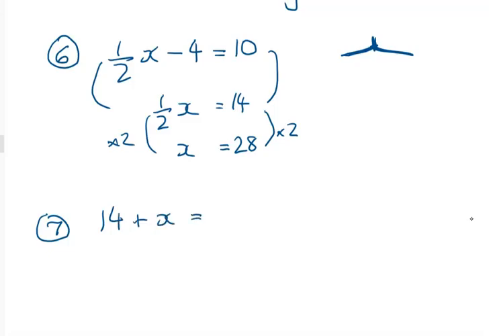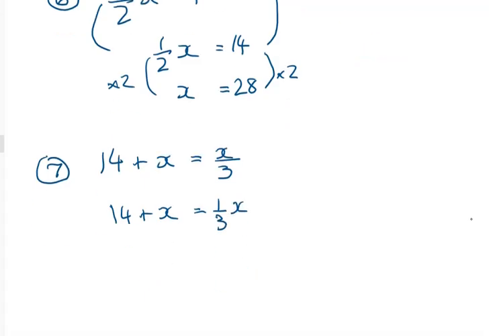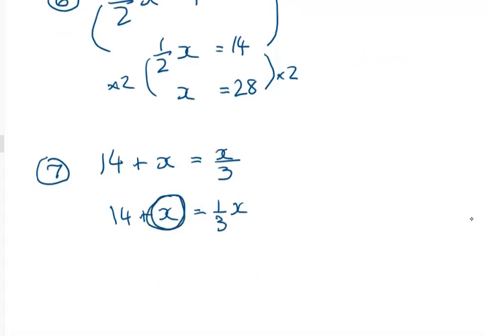14 plus x is equal to x over 3. Now, there are a couple of ways to do this. I think the best way is to think about that x over 3 as 1/3 of x and just not to freak out when we see a fraction, right? So x divided by 3 is the same as 1/3 of x. This x is 1 whole x. So we're going to do what we always do when we have numbers, x on both sides of the equation. So this is often called x on both sides because x is on both sides, right?